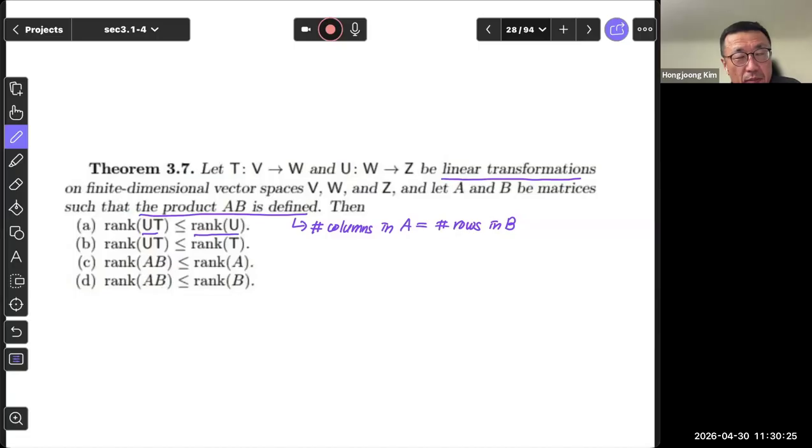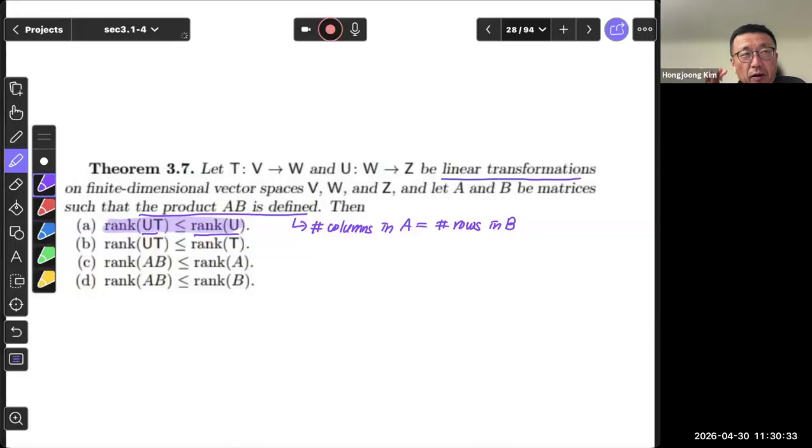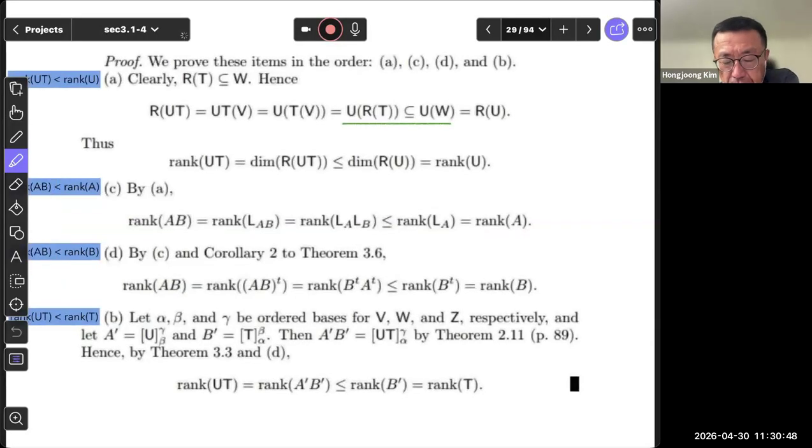This is a very important inequality, but okay. So the rank of UT cannot be greater than, is less than or equal to, the rank of U. So let us prove this one first.